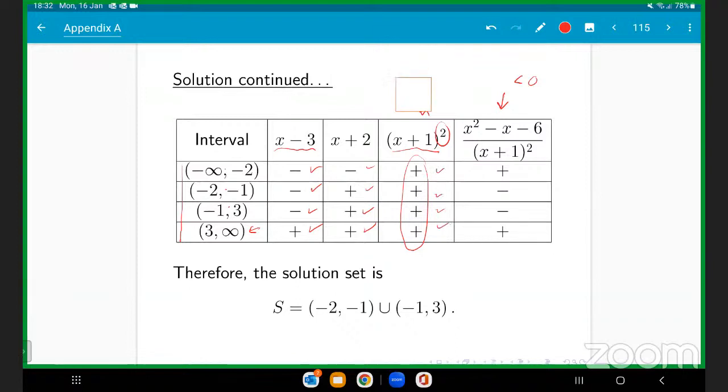Furthermore, if you notice that we in fact did not need to include a column for (x plus 1) squared, for the simple reason that it's always positive, it will not affect the sign of the expression.